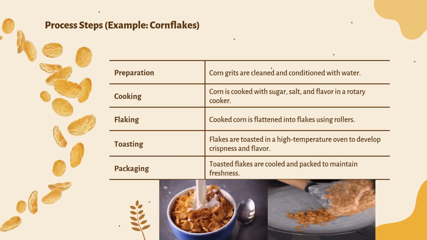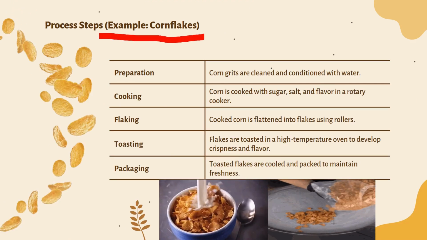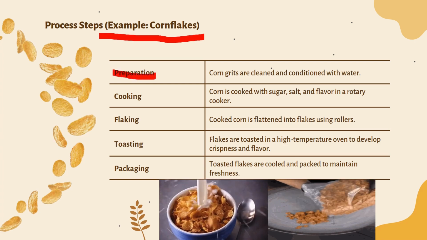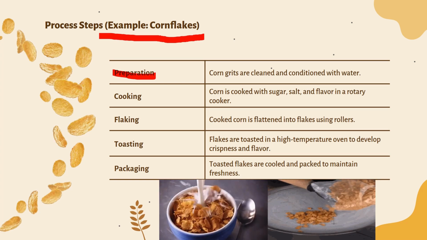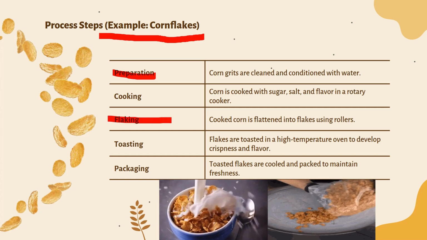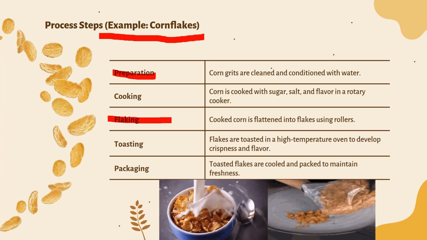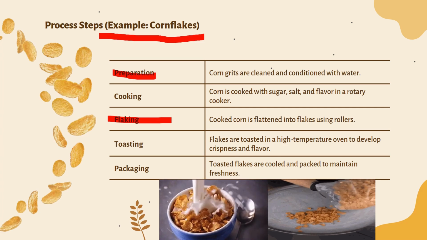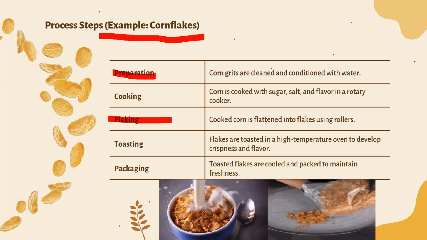We have the example of cornflakes for your better understanding. So how will we prepare them? We will use corn grits, clean them and condition them with water. Corn is cooked with sugar, salt and flavor in a rotary cooker. After this, we do the flaking process where the cooked corn is flattened into flakes using rollers. Flakes are toasted in a high temperature oven to develop crispness and flavor. After this, we cool them and pack them to maintain the freshness. I hope it is clear to you all.